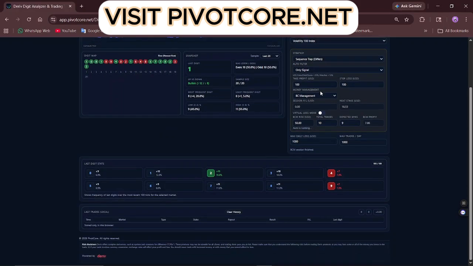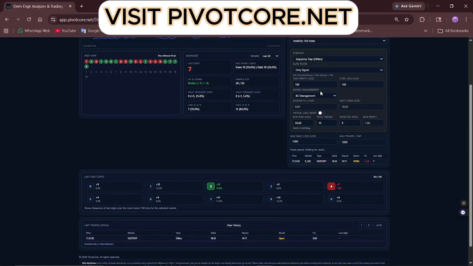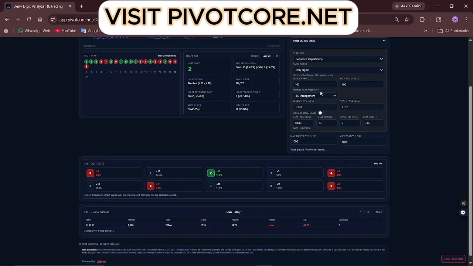If you've been looking for a way to simplify your trading journey on Deriv, you are in the right place. Today, I'm going to show you something truly powerful. We're looking at PivotCore.net, a dedicated automated trading platform designed specifically for Deriv users.